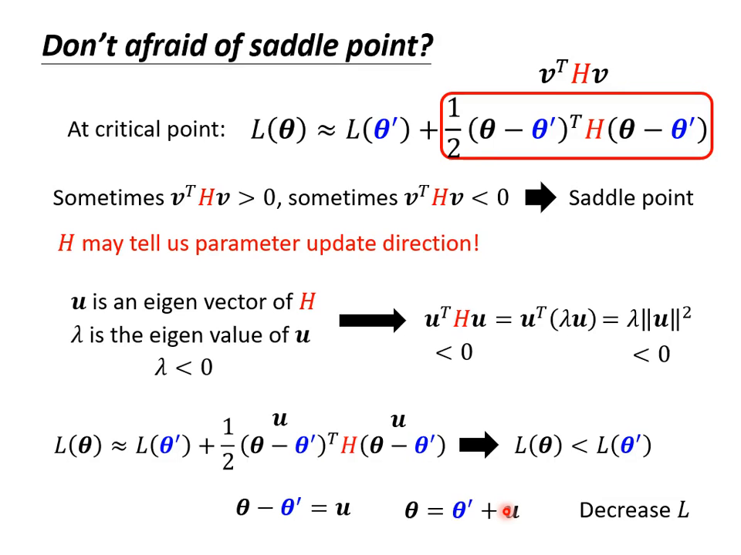Although there is no gradient at the critical point, we don't need to panic. If we are at a saddle point, you just need to find the negative eigenvalue, then find out its corresponding eigenvector. Add theta prime with this eigenvector. Then you can find a new point, with a loss lower than the original point.